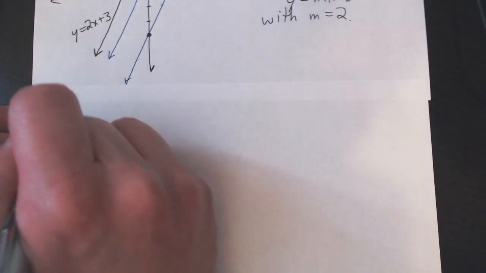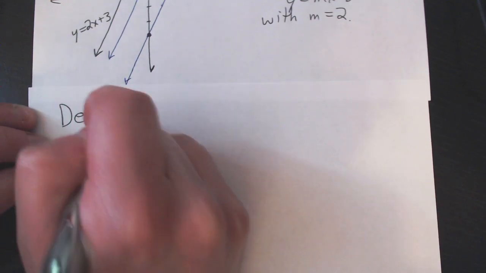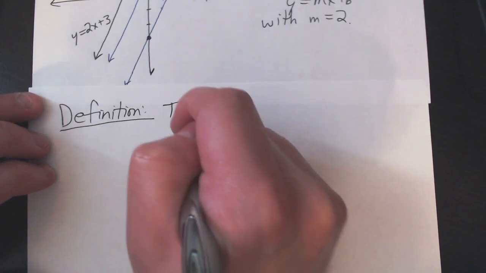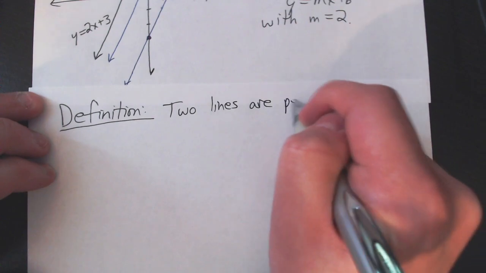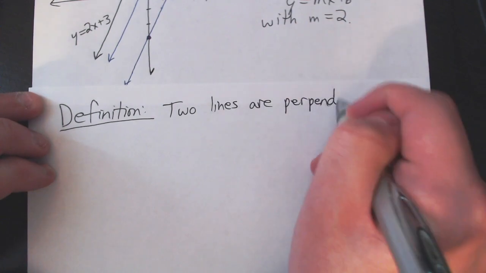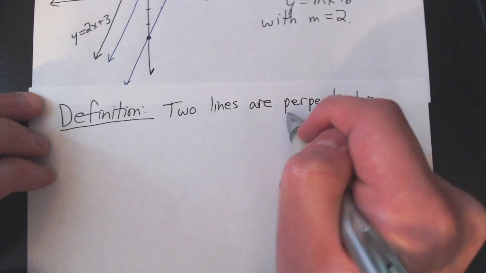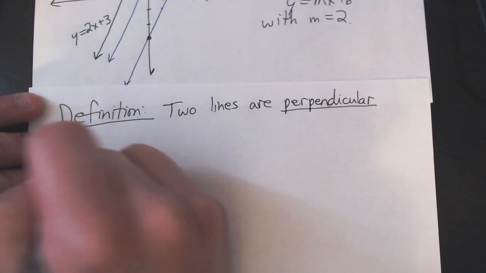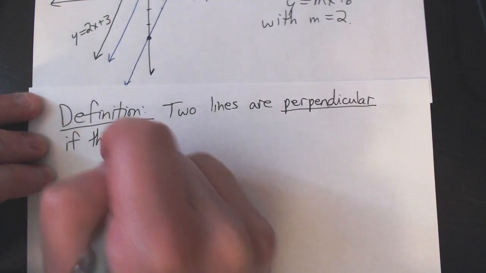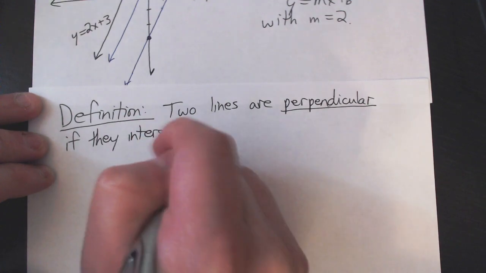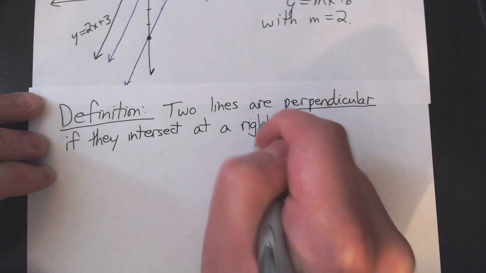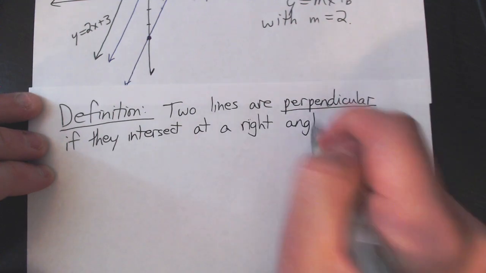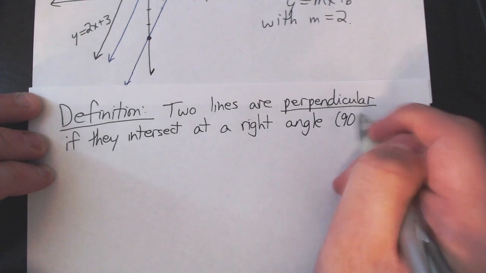We have another definition for this section. Two lines are perpendicular if they intersect at a right angle, meaning they intersect at a 90-degree angle.